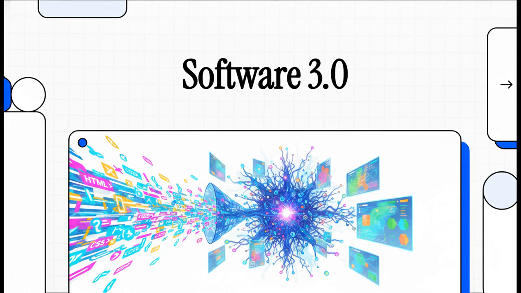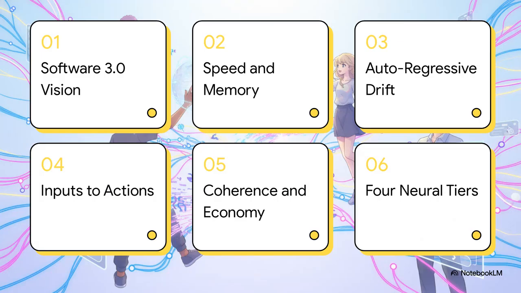Today, we are looking at the transition to Software 3.0. This is a world where a single neural network essentially acts as your operating system, generating your screen pixel by pixel live as a continuous interactive video. We have a ton of fascinating ground to cover. We'll outline the Software 3.0 vision, figure out how to solve speed and memory, fix autoregressive drift, translate inputs to actions, look at coherence and economic reality, and finally, map out the 4 neural tiers to get there.